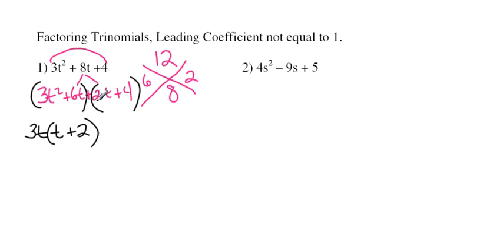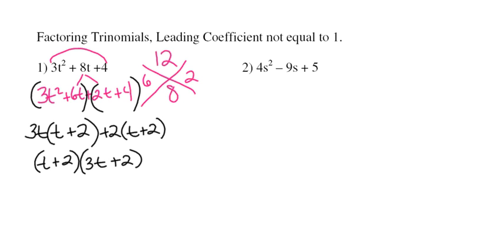All right, same thing happens here. I'm going to figure out what these two have in common, what their greatest common factor is, and it would be 2. So I'm going to factor out a 2, and that leaves me with t plus 2. If I've done this correctly, I should have this same thing in parentheses. So now I've got two terms, and what they each have in common is a t plus 2. So I'm going to factor out a t plus 2, and that leaves me with these two things, 3t and positive 2. So my other set of factors is 3t plus 2.